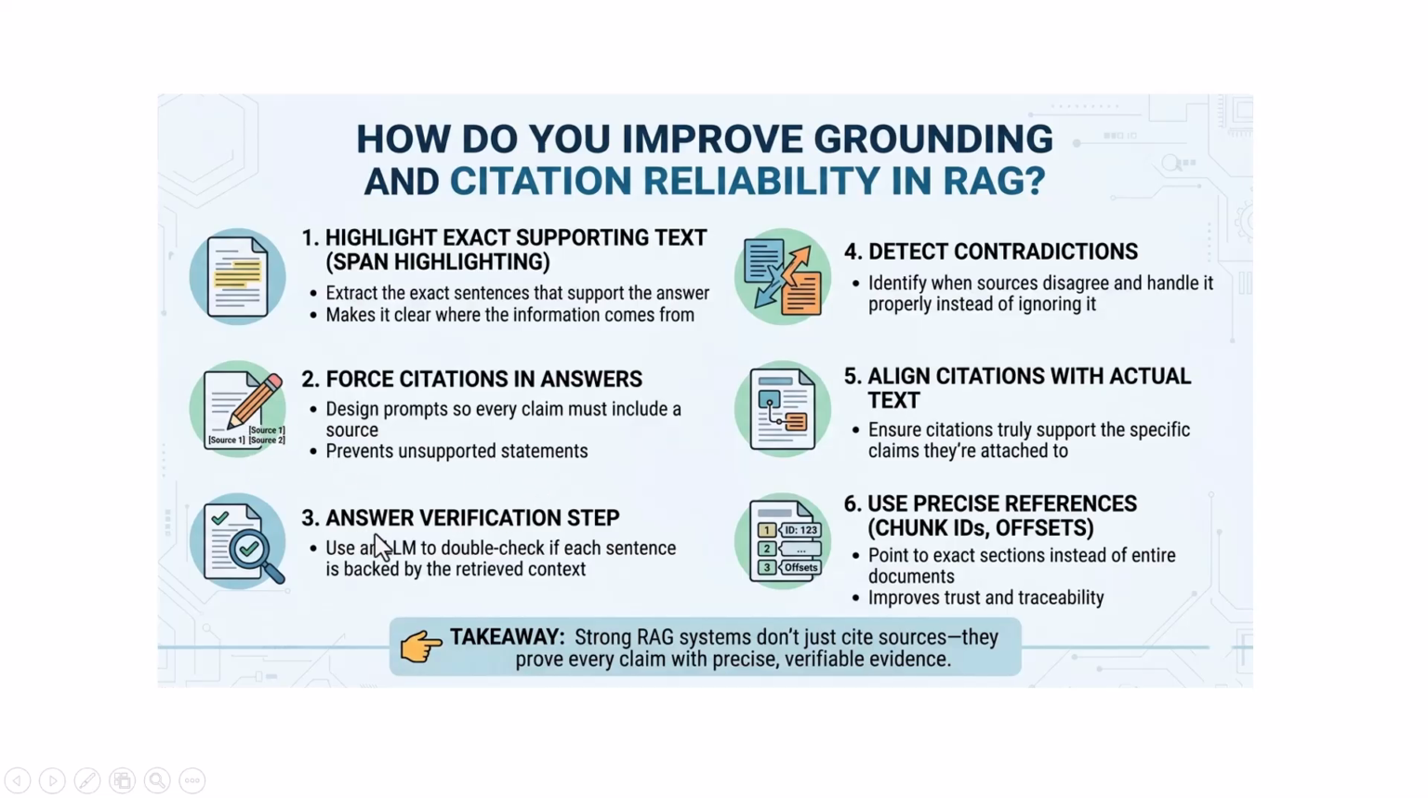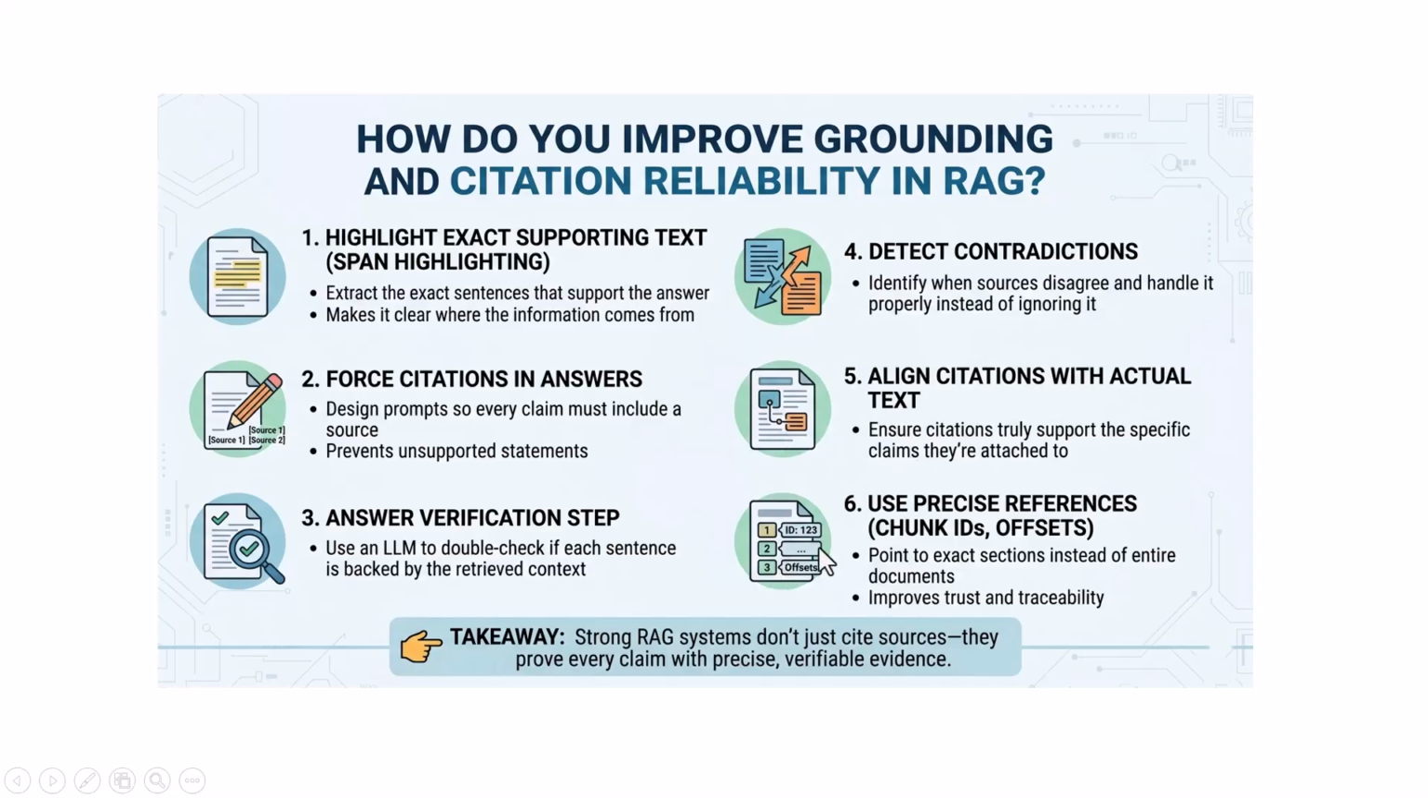And add answer verification step. That is, use another LLM to double check if each sentence is backed by the retrieved context. Next one is detect any contradictions. That is, identify when sources disagree and handle it properly instead of ignoring it. And align citations with actual text. That is, ensure if citations truly support the specific claims they are attached to.